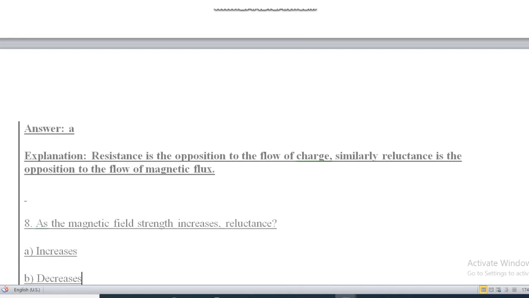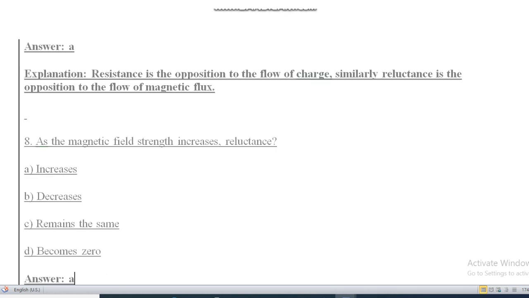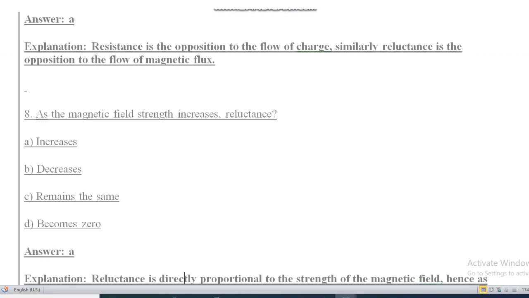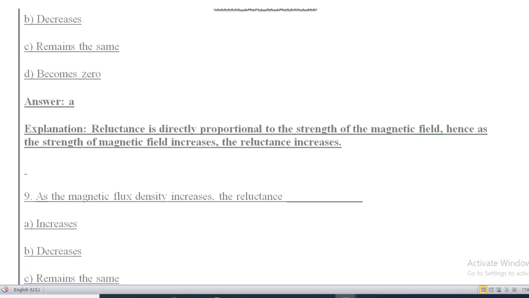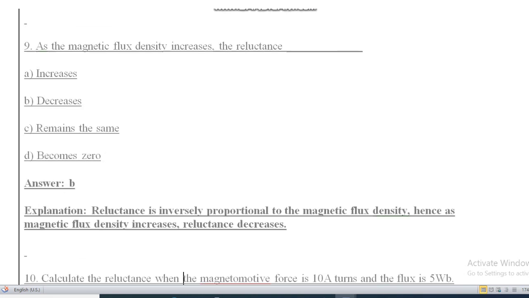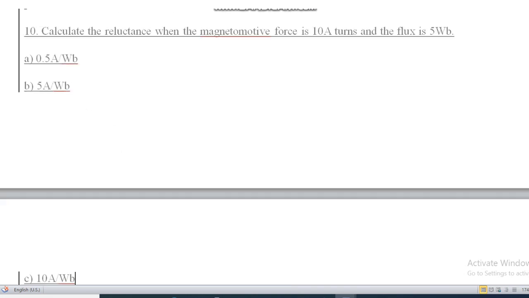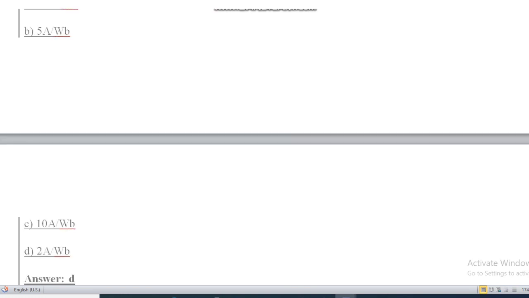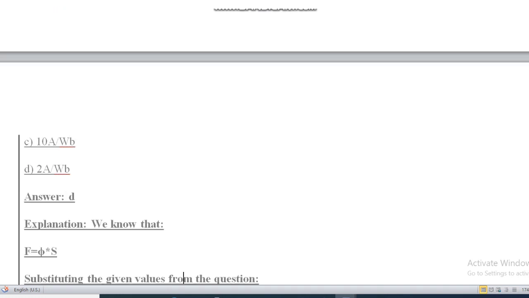As the magnetic field strength increases, reluctance also increases. Then as the magnetic flux density increases, reluctance decreases. Calculate the reluctance when the magnetomotive force is 10 ampere turns and flux is 5 Wb, and the answer is D, that is 2 ampere per Wb.